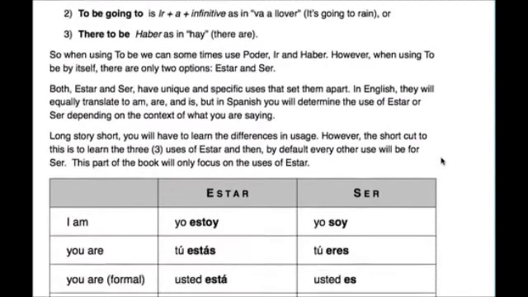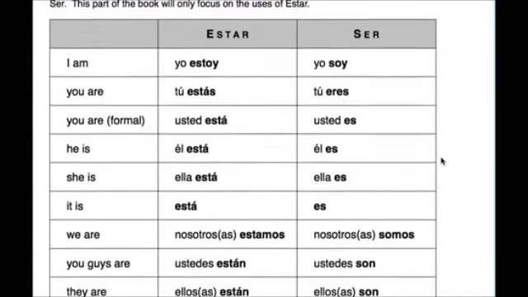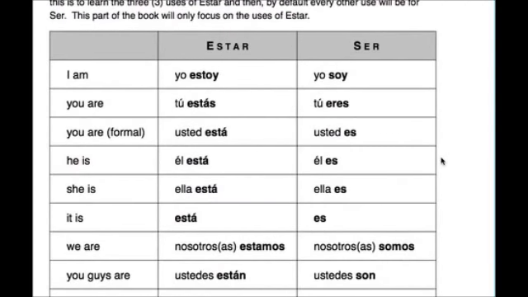Which is one of the uses of to be. In Spanish, we have two verbs to be. Right? We have the verb, we're going to be on page 48 now. We have the verb estar, and we have the verb ser. Estar and ser. Okay?